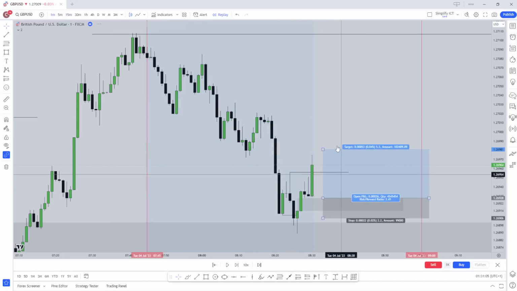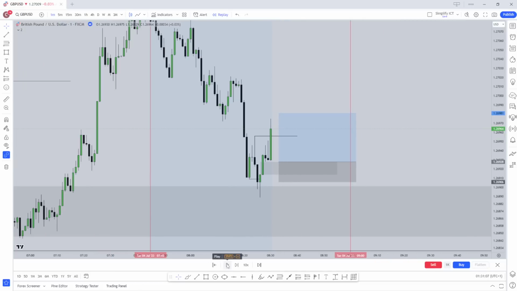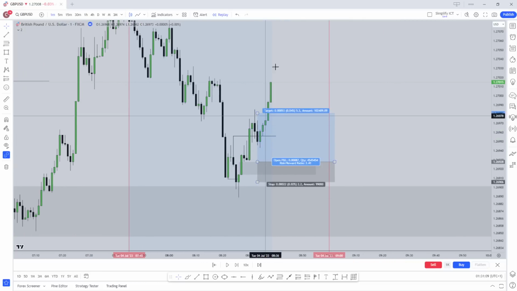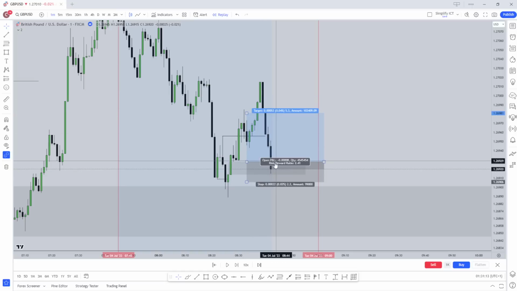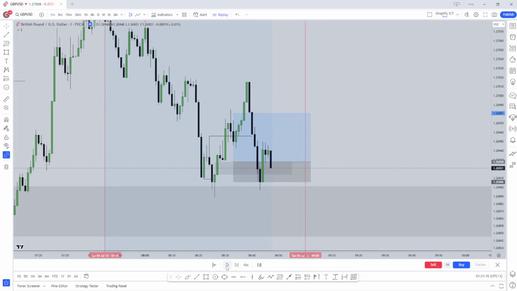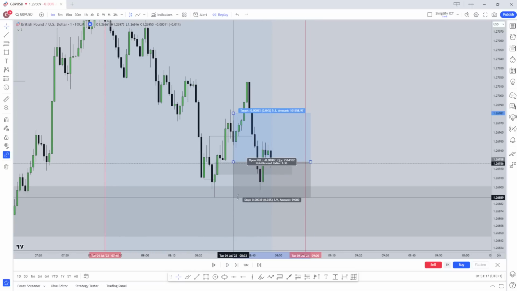However, let me just show you how the 1-minute tags us in. As you can see, price moves away, giving people FOMO. We've missed the trade over here, and price comes back down, tags us in over here, and as you can see, this is why you should put your stop loss below the low fully, not below the bodies.